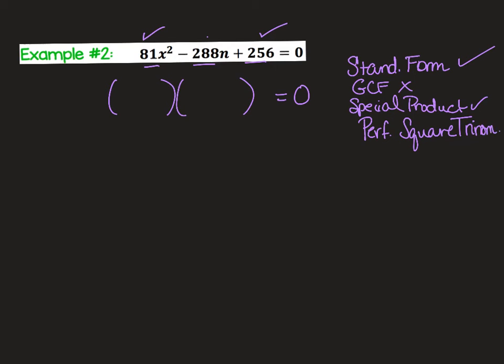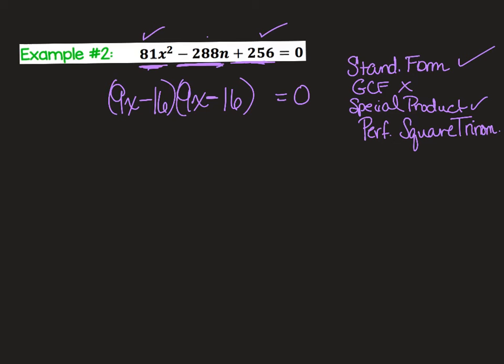So the first term would be the square root of 81x squared, which is 9x. And then since the middle term is negative, it means that both of these are negative because we had to multiply a negative times a negative to get a positive here. And then to get the last term, what's the square root of 256? That would be 16.